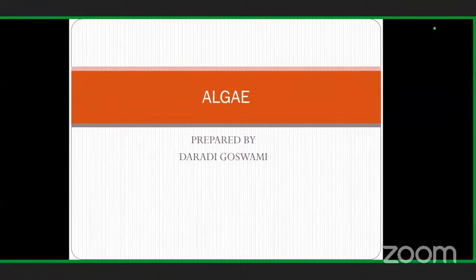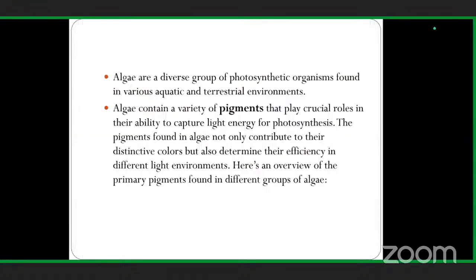Okay. So, before starting today's topic, that is algae, we will continue in algae only. Let's have a quick revision of yesterday's class. What have we discussed yesterday? Number one, what is algae? Algae are a diverse group of photosynthetic organisms found in various aquatic and terrestrial environments. So these are photosynthetic, means they can make their own food and they are primary producers.